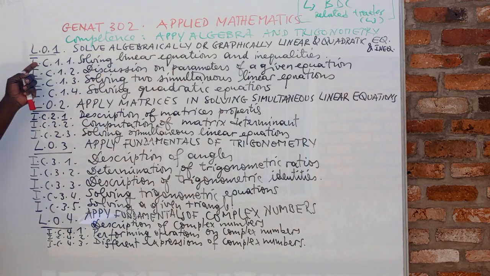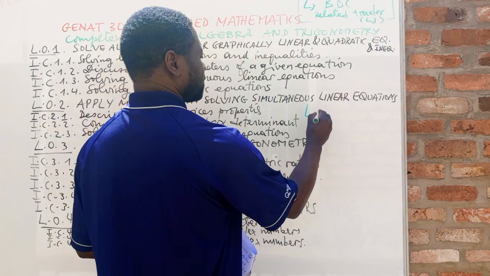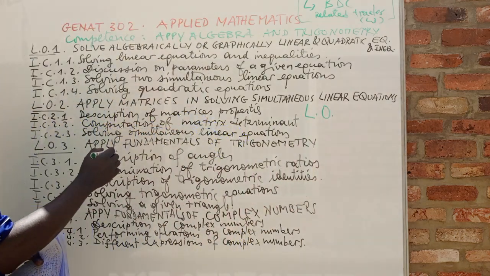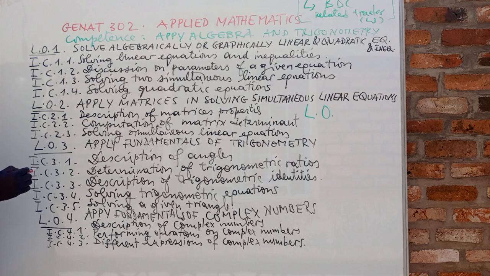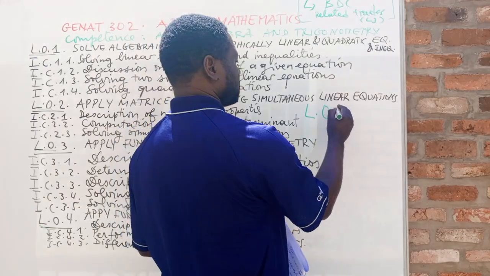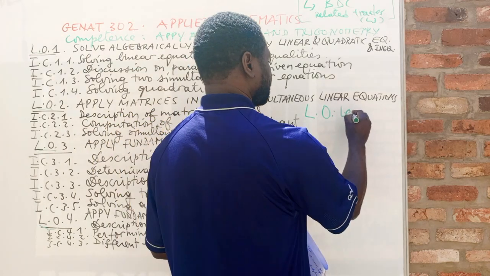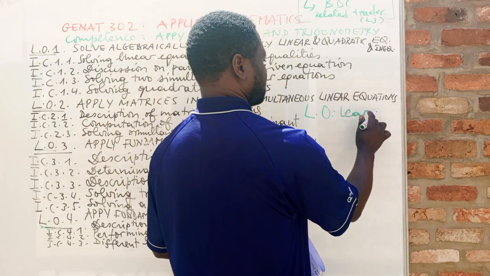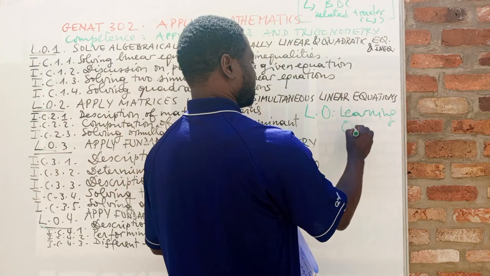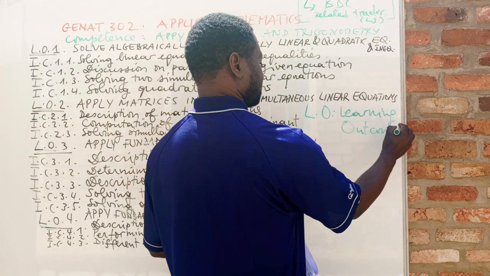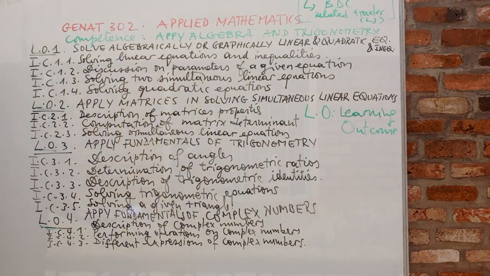So this module is also comprised of 4 learning outcomes. Everywhere we write this one, we have 1, 2, 3, 4 outcomes. LO is the abbreviation for learning outcome. This is what we want the student to know and apply after the module is taught.